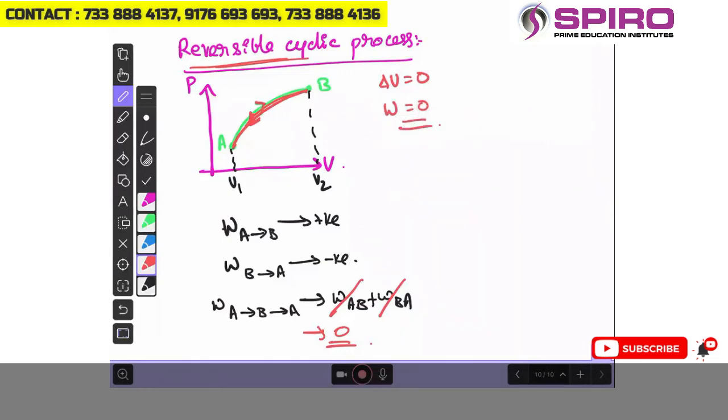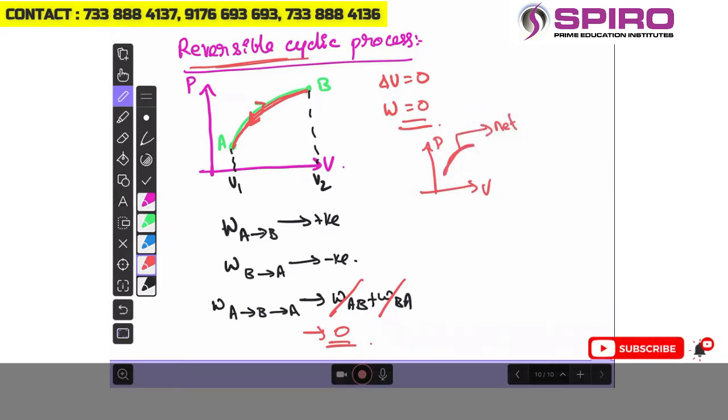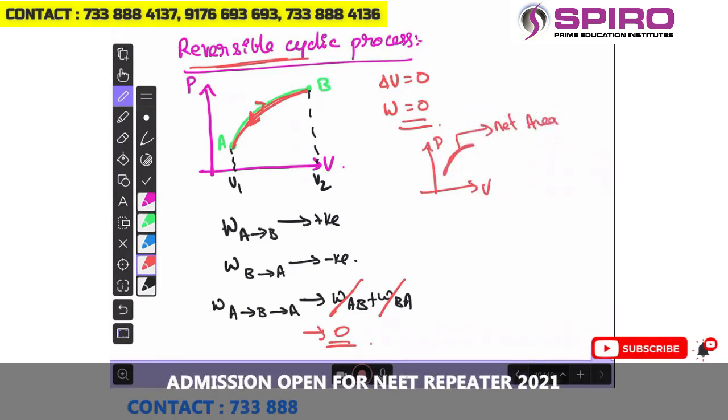Okay, so if you take any PV graph and take one line, the net area of this curve is equal to 0. Net area equal to 0. The net area is nothing but the work done here.